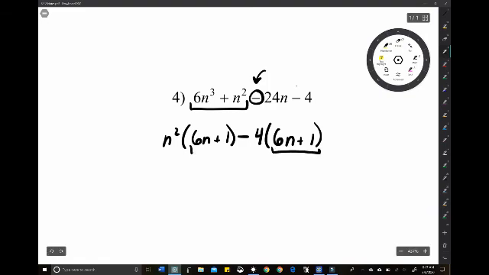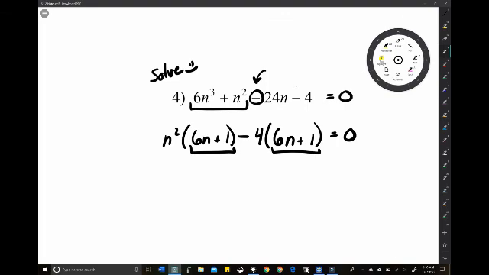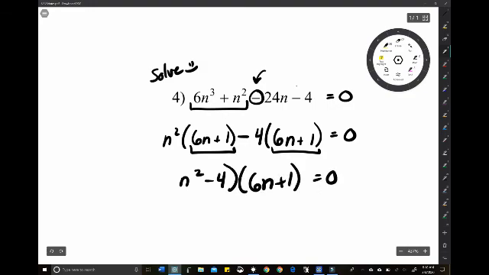These match. And let's set this equal to 0. Let's solve this one. Why not? There's a little extra snippet with this one too, which is great. n squared minus 4, and then 6n plus 1 equals 0.